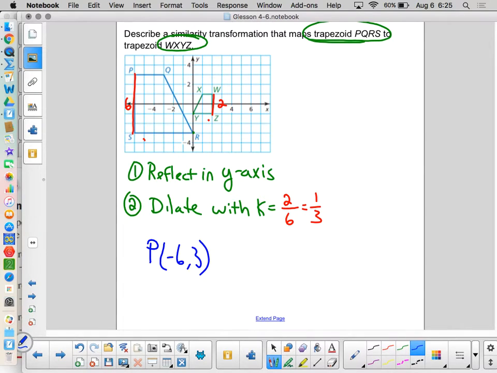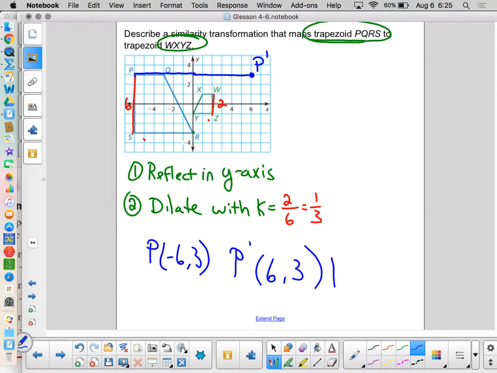If I reflect that in the y-axis, P, and I could do this pretty easily, is going to go to (6, 3). Okay, if I just take P as 6 units over here, then P primed has to be 6 units over there. That is P primed.